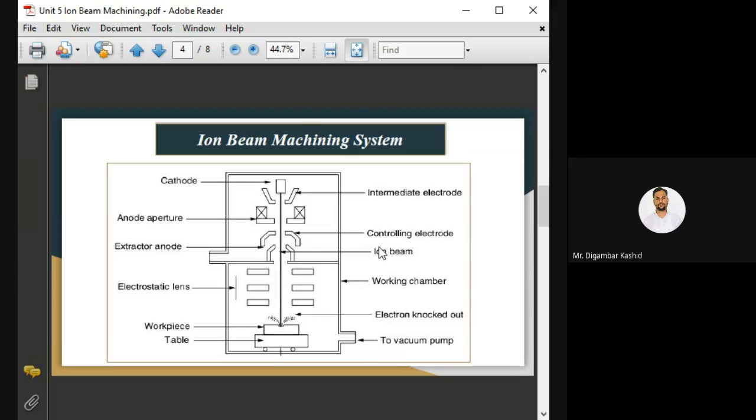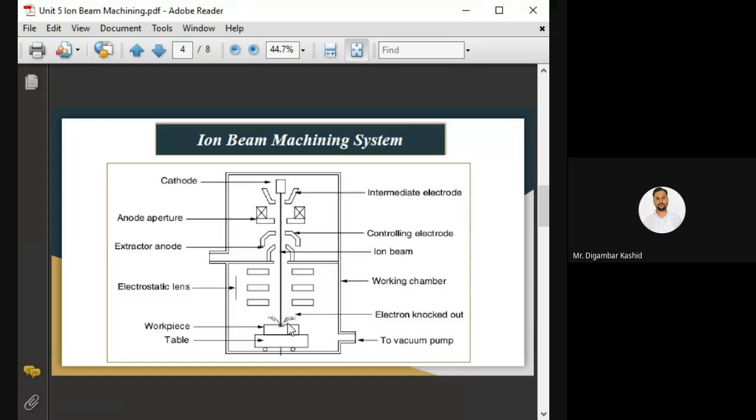So you can see here the plasma and the ion beams, and this is your working area. For focusing purposes, electrostatic lenses are used. In that working chamber we have this workpiece.